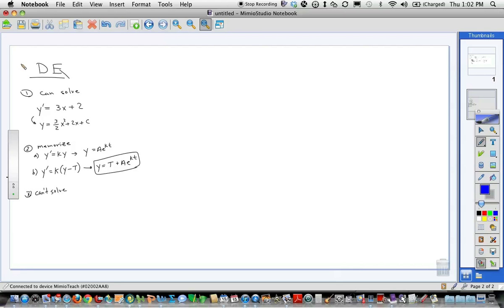All right, so for your homework, there's going to be two types of things that I'm going to want you to be able to do. One type of thing is this differential equation. Now, it does have a name. It's typically known as Newton's law of cooling.